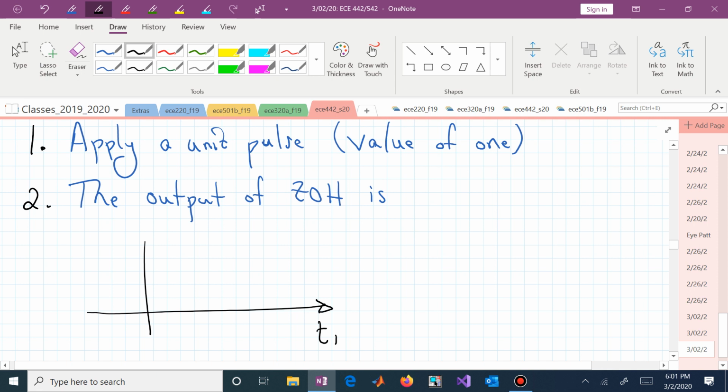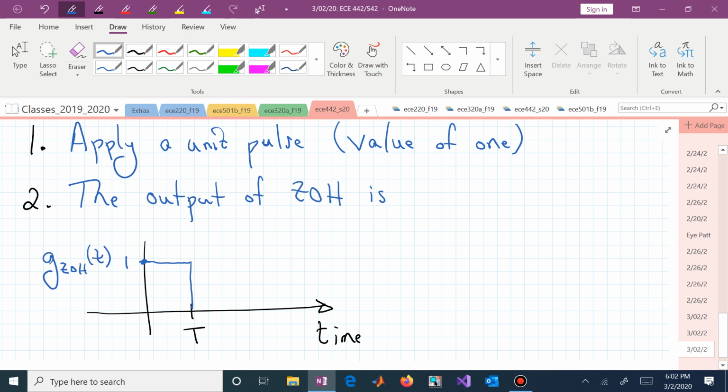Here's time. And let's say that I now apply a value of 1 at 0. This is now what I'm going to call G sub zero order hold of t. What does it look like for that one sample period interval? It's just flat, isn't it? It's just 1. This is now our time response behavior of a zero order hold.